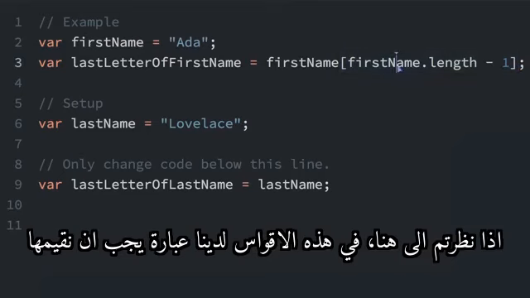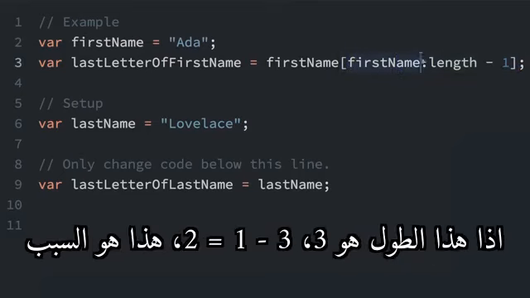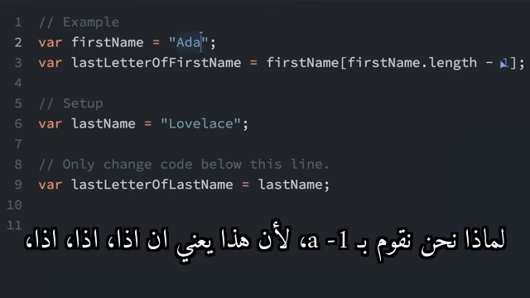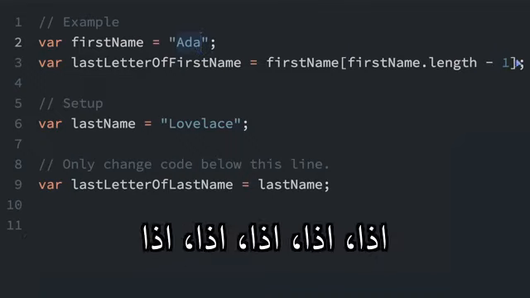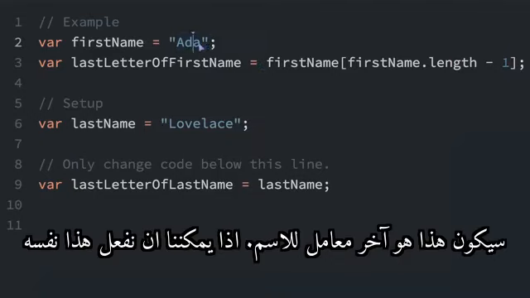So we can do that same thing here. To get the last letter of the last name, I can just do lastName.length minus 1. And that's going to get the last letter of the last name, which is the E right here.